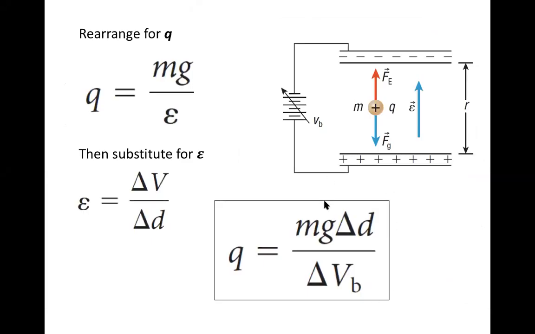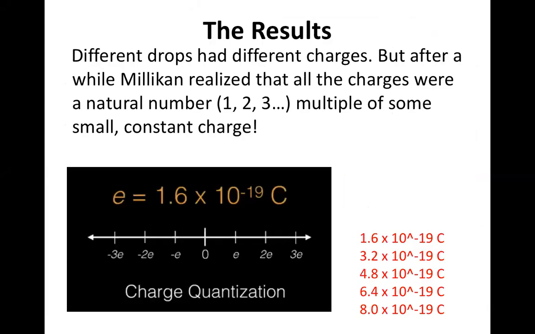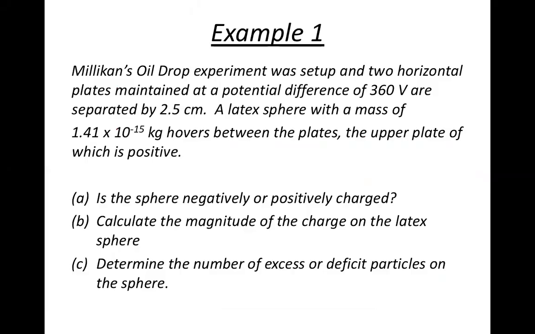So in that simulation, through the microscope and density, we found mass, had constant. This was plate separation. And this was the voltage that allowed that balance, that hovering to occur. So let's try an example.